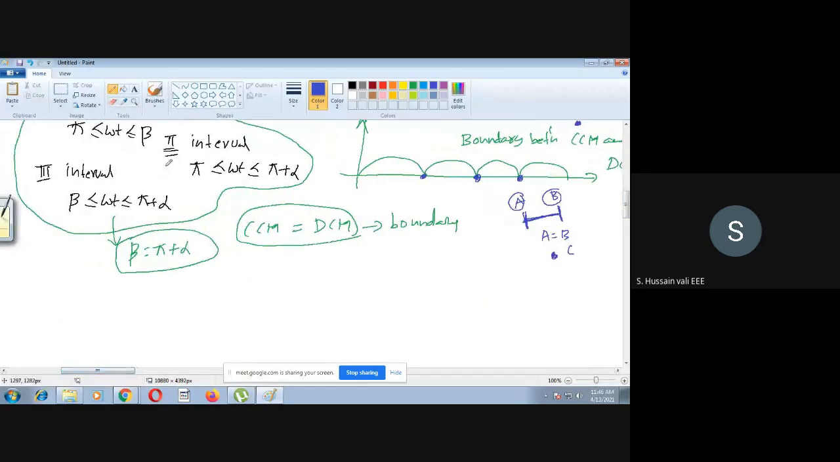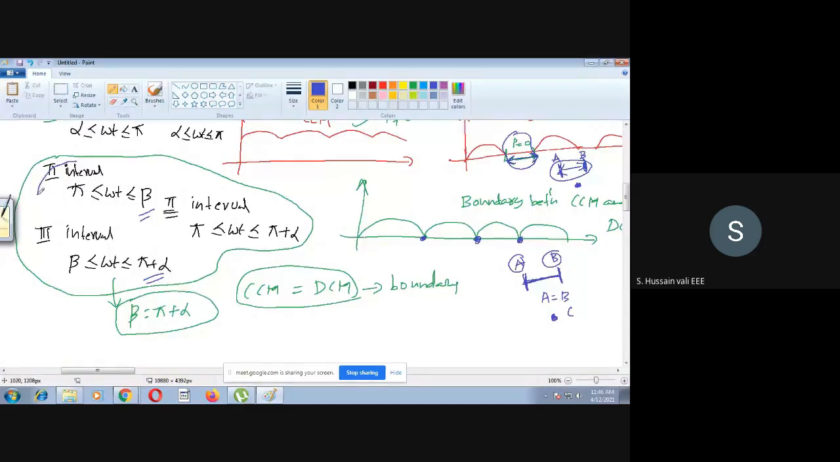When beta is equal to pi plus alpha, both these intervals will merge. Interval 2 and interval 3 will merge, A and B, both the intervals will merge. To merge both intervals, beta should be equal to pi plus alpha. So when beta is equal to pi plus alpha, this distance will become 0. This is the condition we have to understand.